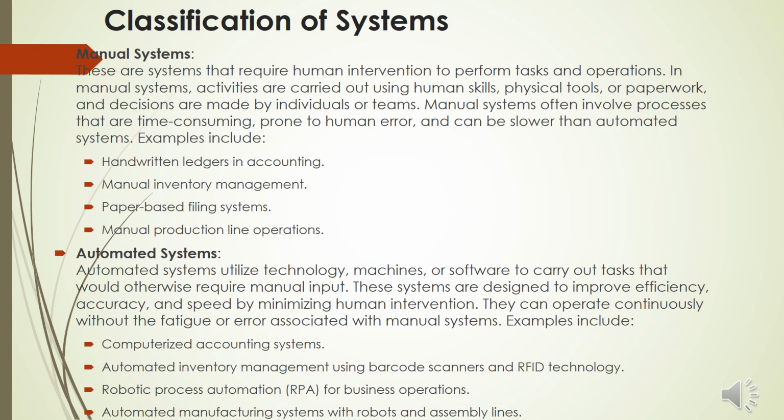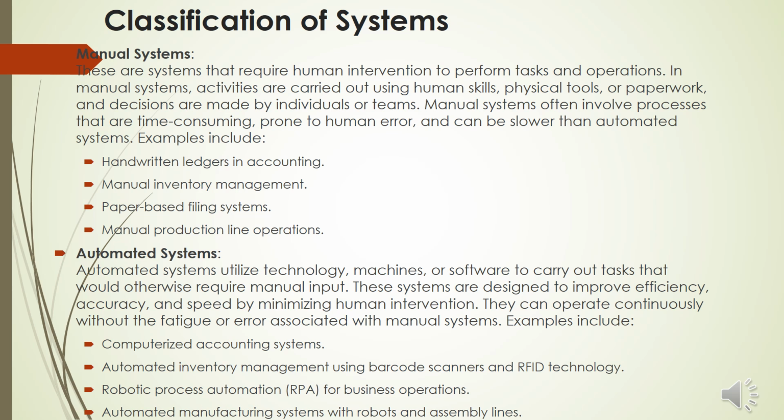Today we are going to look at the classifications of system. System is classified into two ways. We have the manual system and we have the automated system. So today we are going to look at the two classifications of system. When you talk about manual system, basically you're talking about system that requires human intervention to perform tasks and operations. That is a manual system.